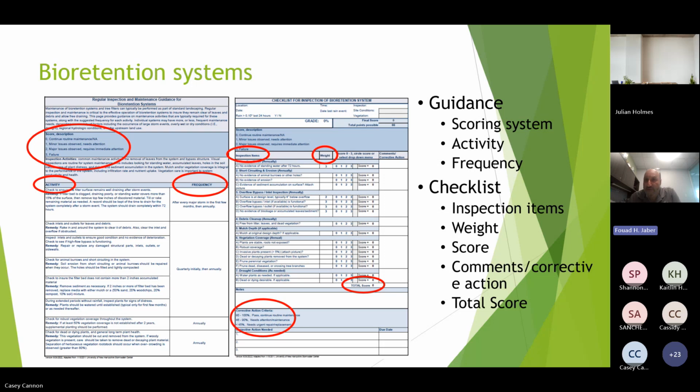If you are within 90 to 100, that is basically a functioning system that needs routine maintenance. If it's scored between 46 and 90%, that needs attention, and then there's a specific maintenance to fix the problem that is needed. And if it scores below 45%, then you have urgent repairs or even full replacement.